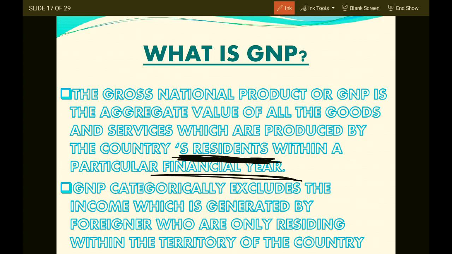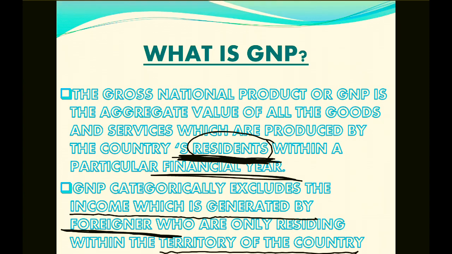The basic difference is that GNP is concerned with the production taking place by the resident, whereas GDP is concerned with non-residents, the foreigners who are contributing towards the production in your country, in a particular territory. Okay, GNP categorically excludes the income which is generated by foreigners. Very important point. It doesn't consider the income from foreigners, whereas GDP includes the income from foreigners who are residing within the territory of the country.